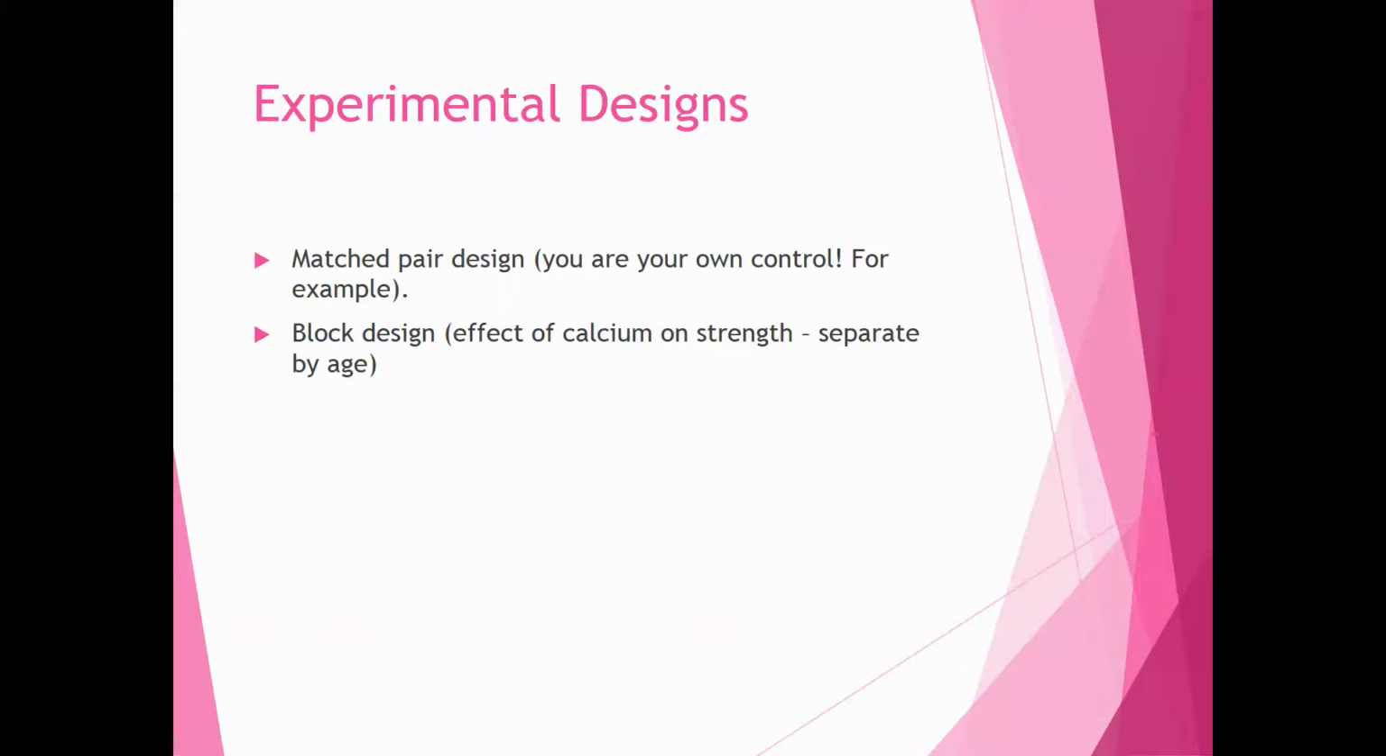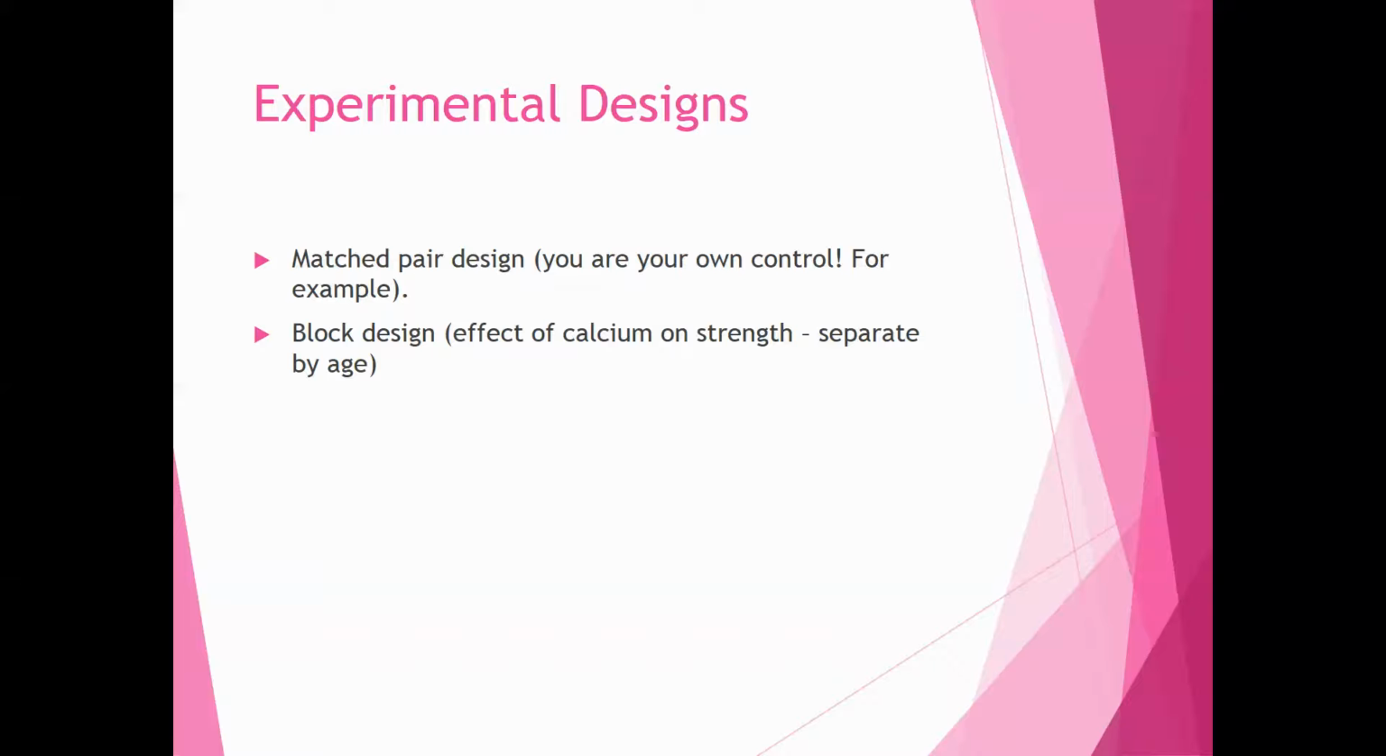So there's lots of different kinds of experimental designs. One kind is called matched pair, where, for example, you are your own control group, or you're your own control person. So you take a placebo for 6 weeks, followed by a drug for 6 weeks, or you don't know what order you're doing it in. And so it lets you compare yourself to yourself.